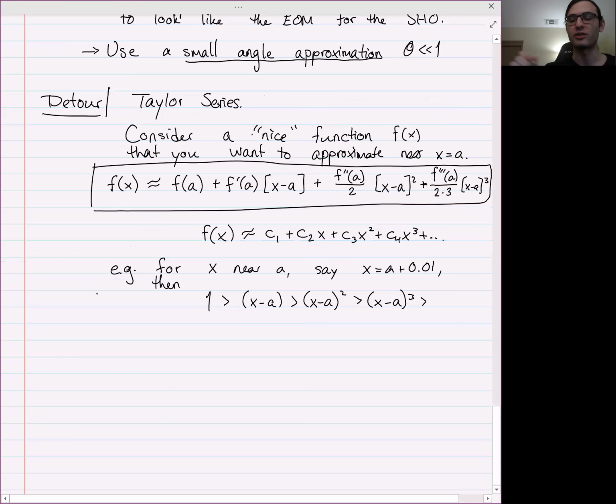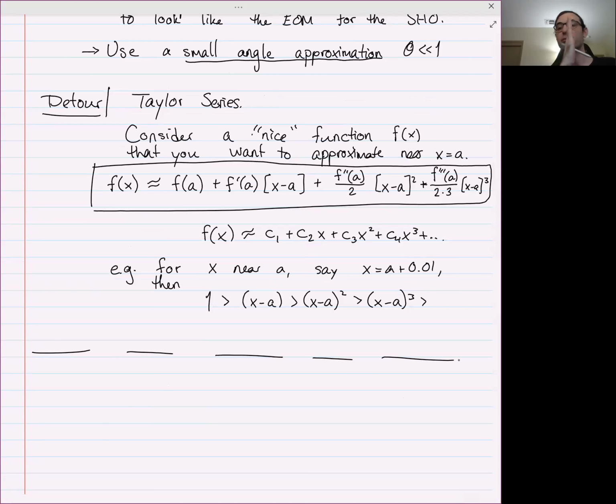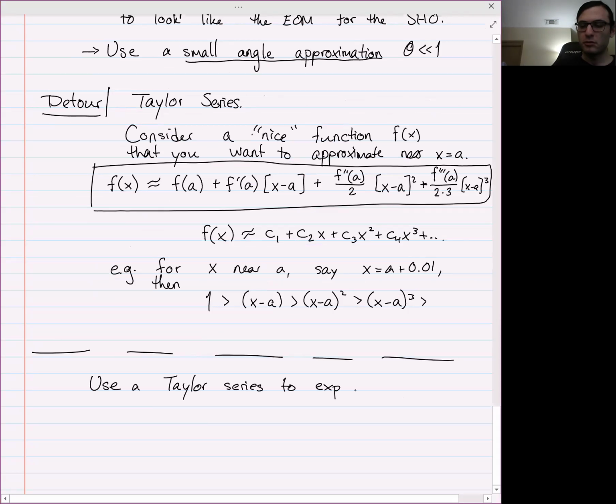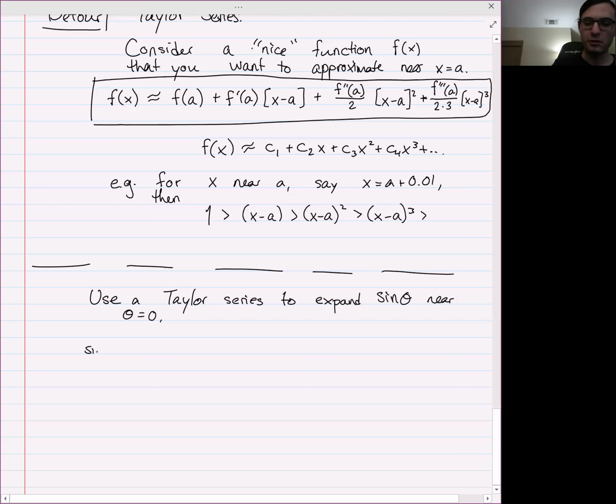We're going to use the Taylor series to approximate sine of x. So to figure out how to approximate sine of x, remember, we're only interested in what happens when the angle is small. We can use a Taylor series to expand sine of theta near theta equals 0. So let's do that. So sine of theta, I'm just following these rules. First, I have to evaluate sine of theta at theta equals 0, because in this case, a is 0. So this is sine of 0.